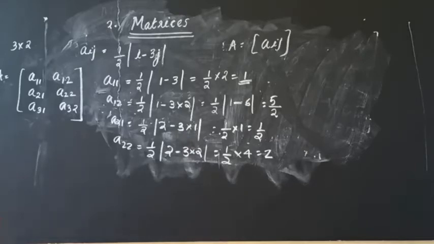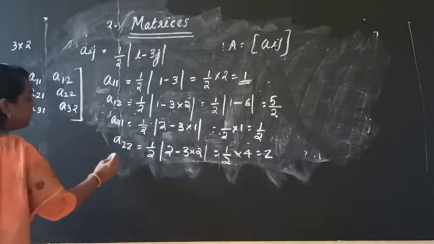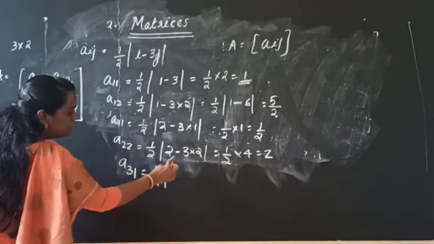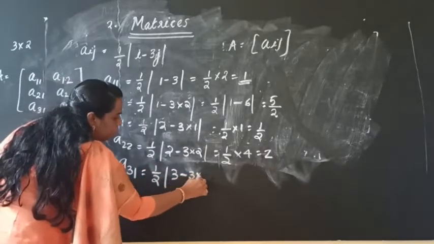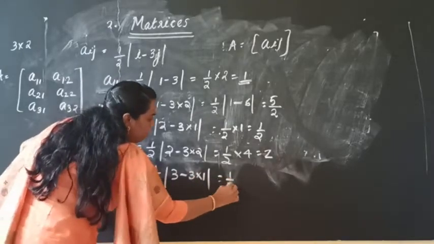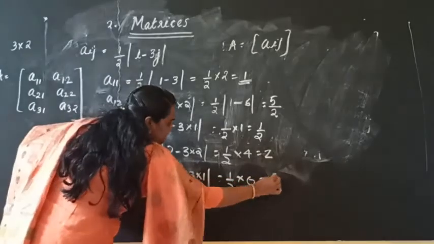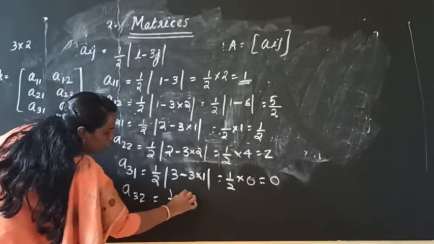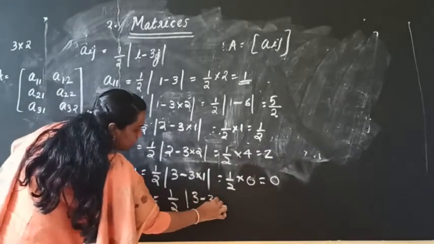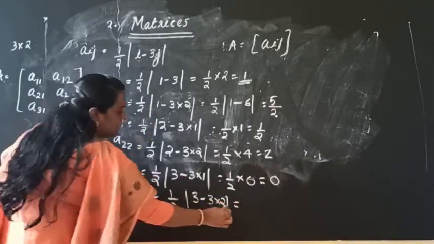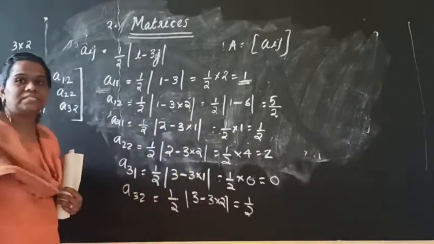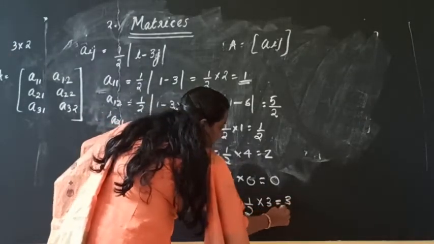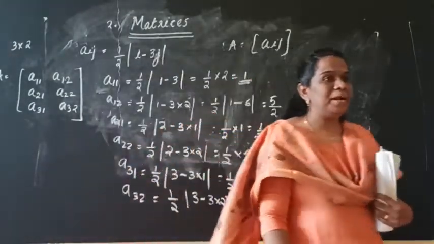Did you understand? Then A31 is equal to half of modulus of 3 minus 3 into 1. That is half of 0, which is 0. Then A32 is half of modulus of 3 minus 3 into 2, that is half of 3 minus 6, which is minus 3. When we take the modulus, it is 3 by 2. So I hope you got the matrix now.